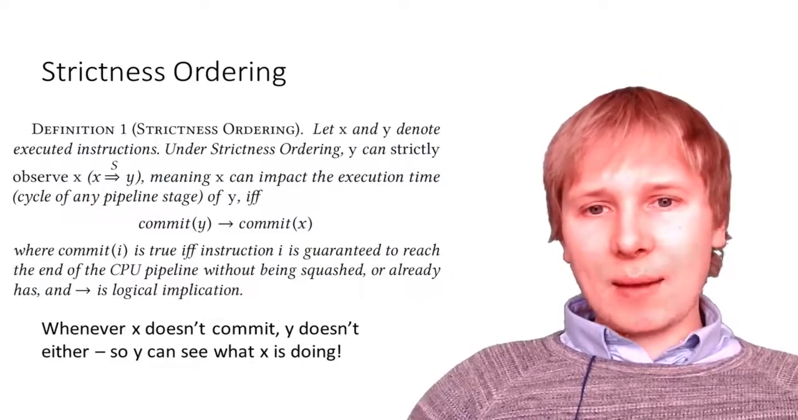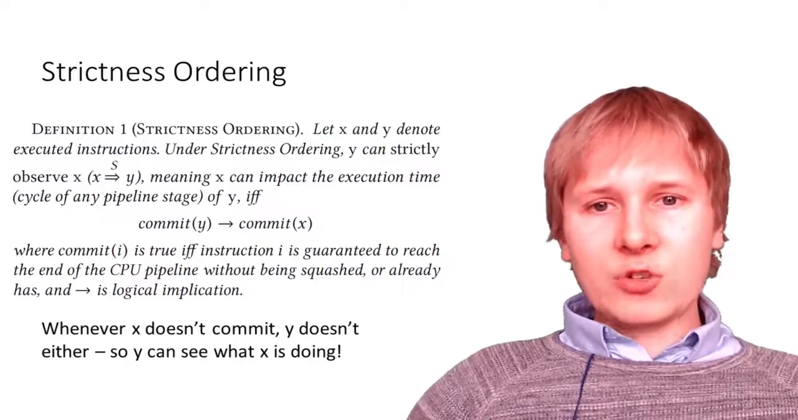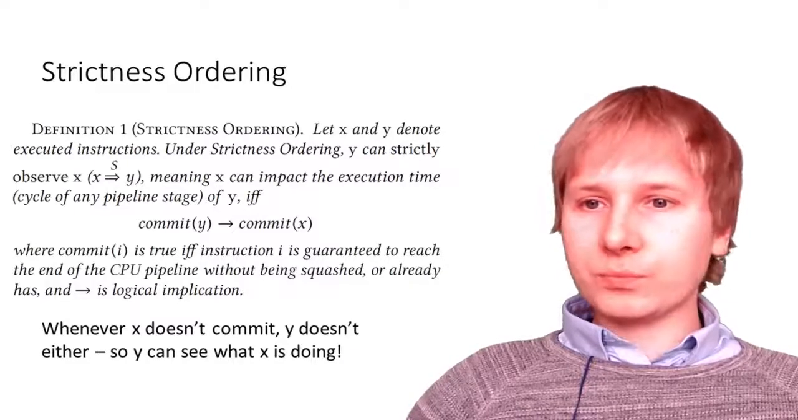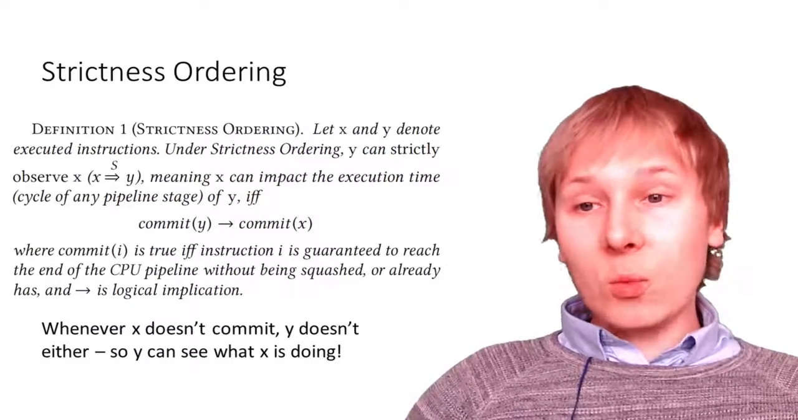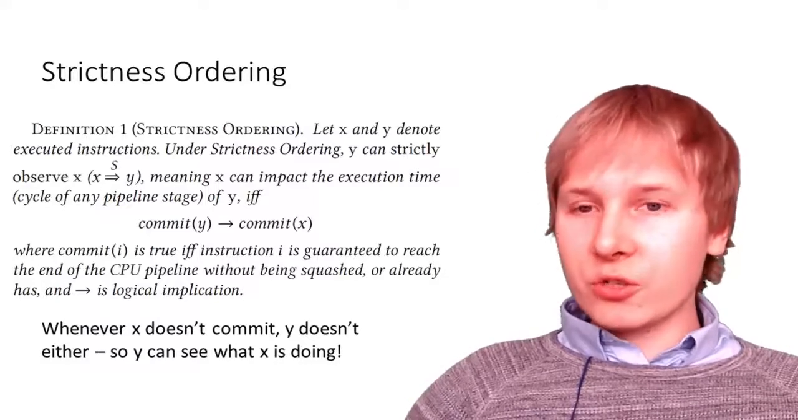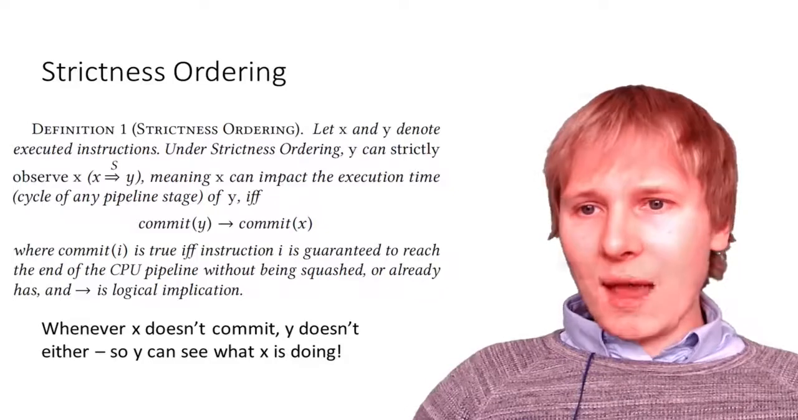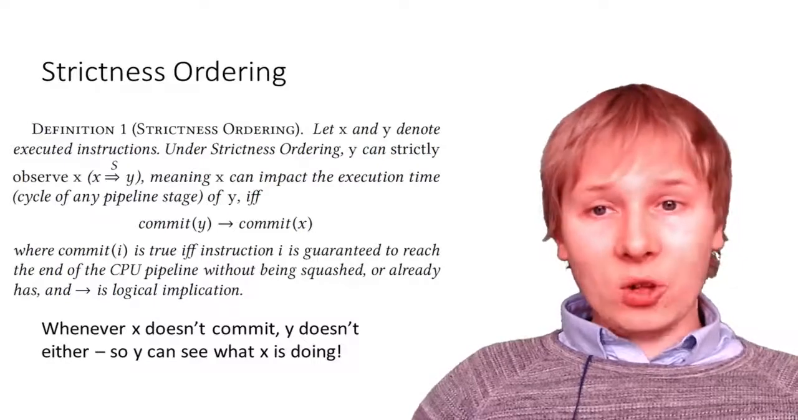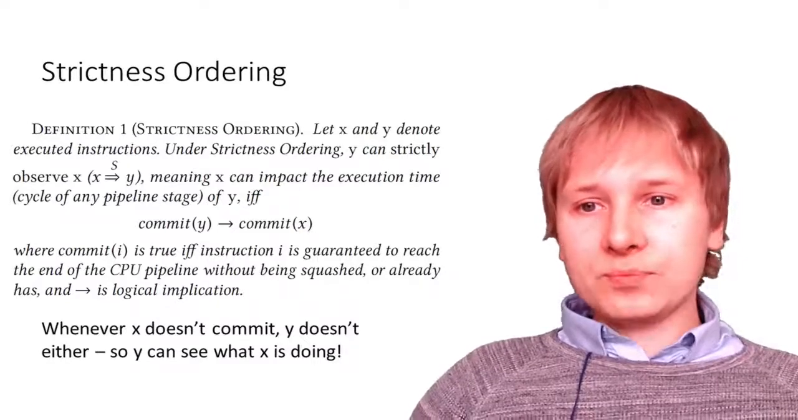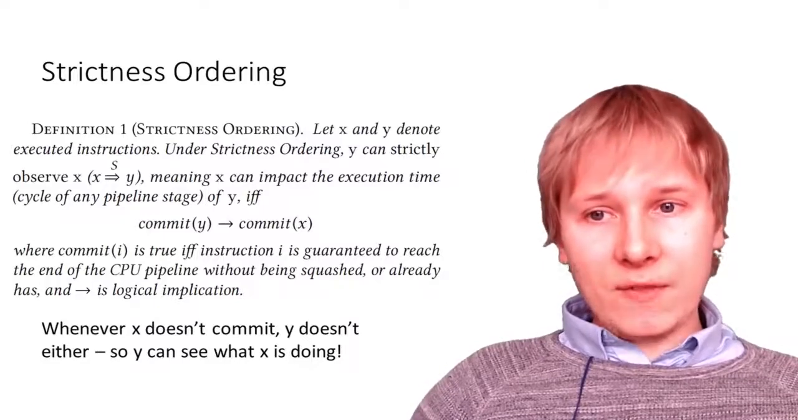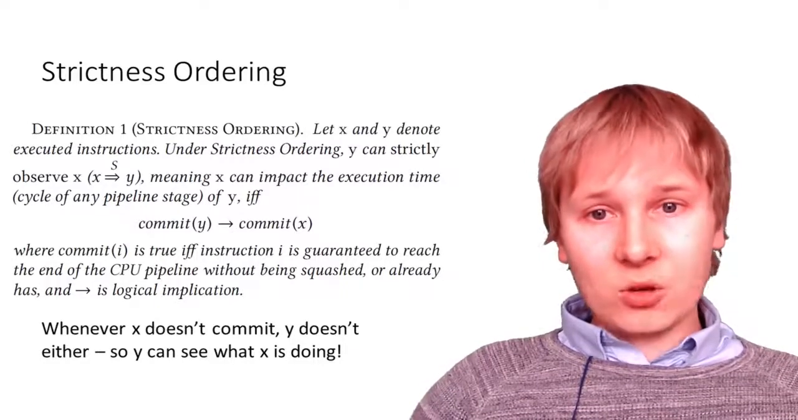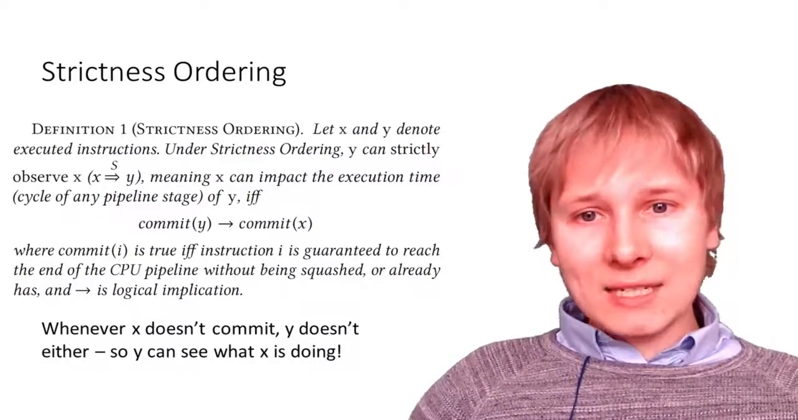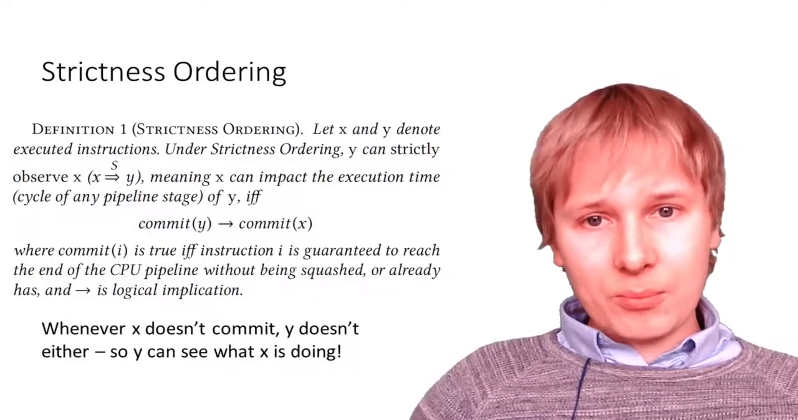Now, this is trying to capture the idea very precisely of instructions that don't commit should never be visible to instructions that do. And so the definition is, let X and Y denote executed instructions. Under strictness ordering, Y can strictly observe X, so X is allowed to transmit to Y under strictness ordering, and therefore X can impact the execution time or cycle of any pipeline stage of Y, if commit of Y implies commit of X. So whenever Y commits, X commits. Or indeed, as it says down here, whenever X doesn't commit, Y doesn't either. So Y is allowed to see what X is doing regardless of what happens in the computation from that point onwards.